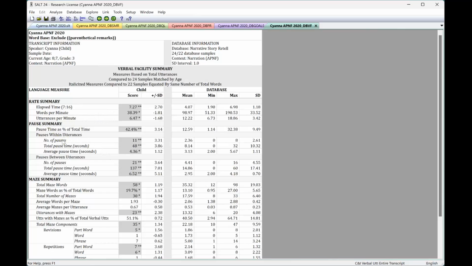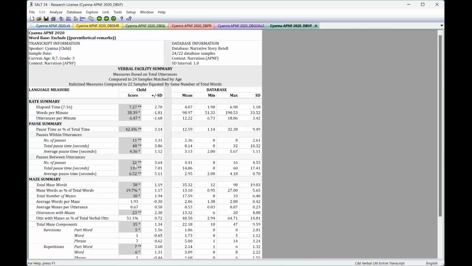So pauses within utterances. She had 11 within utterance pauses, and then it gives you the total pause time and the average pause time. Pauses between utterances. The number of pauses was 21. So I could say mostly she's having more difficulty with pausing between her utterances. There's almost twice as many as within utterance pauses.